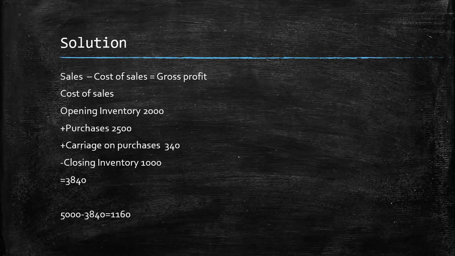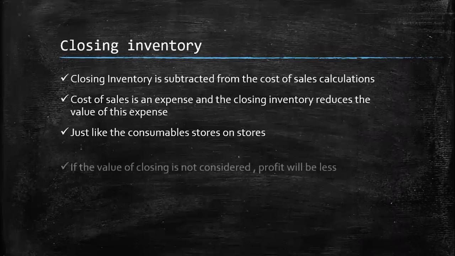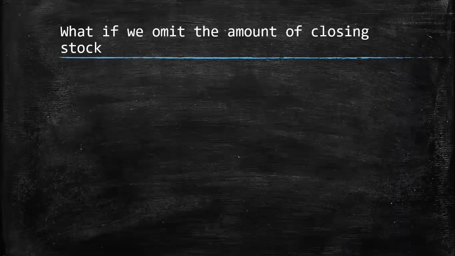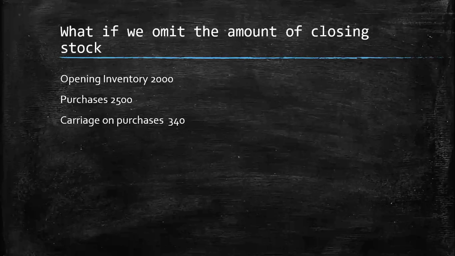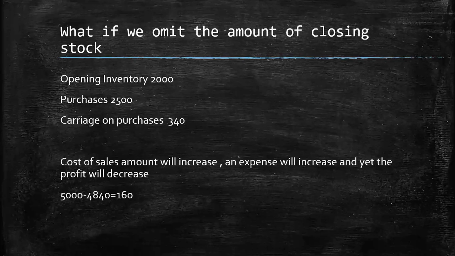Now what happens to the value of profit? It increases. It's 1,160. But now, in this example, check, the amount of closing inventory is not considered. And what happened to the profit? It decreased. So if you don't consider the amount of closing inventory, your profit decreases.